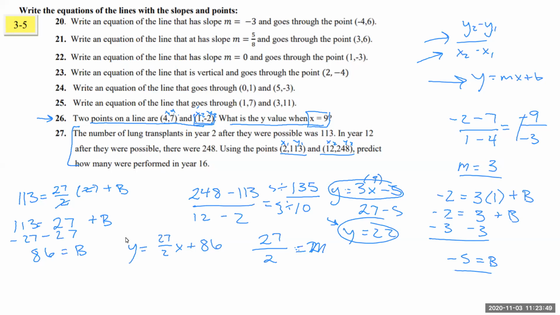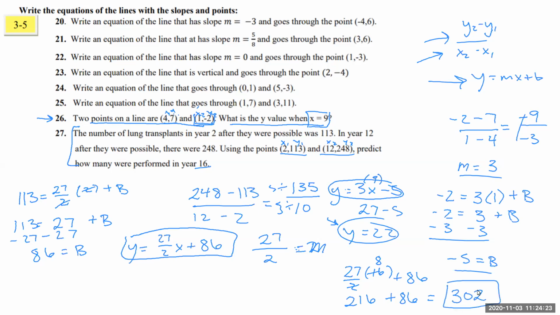So then we're not done. This is just one part of the answer, but now we have to plug in 16 to that equation. So when we plug in 16 there, we have 27 over 2 times 16 plus 86. So 16 is going to cancel out with the 2 and it will become 8. So we have 27 times 8, which is going to be 216. And then plus 86 is going to give us 302. So both answers are 302 and the equation right here. And that takes care of 20 through 27.